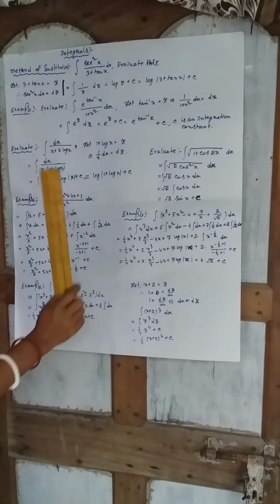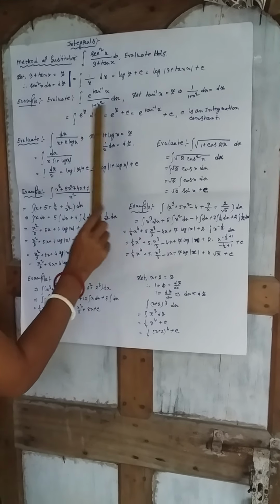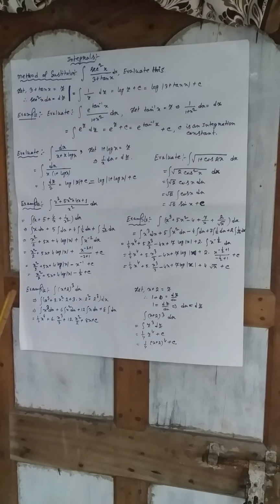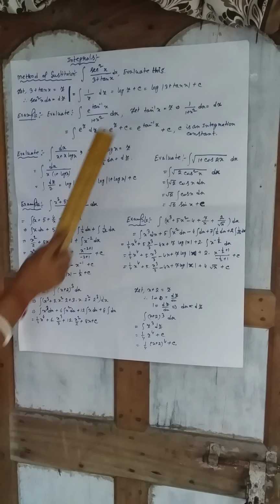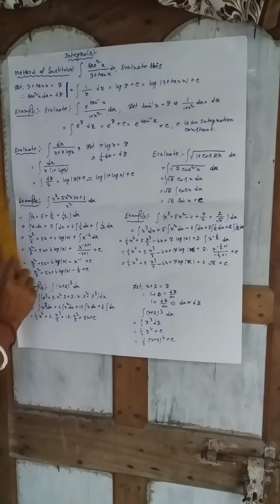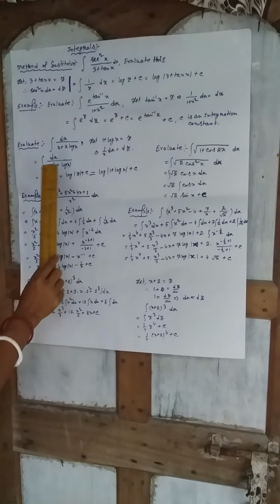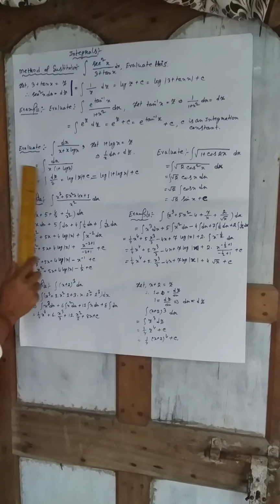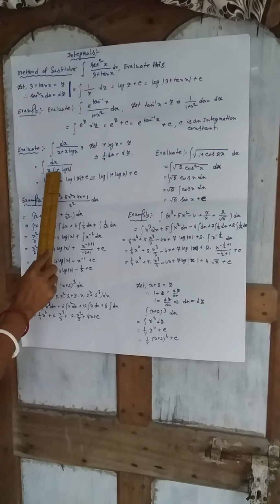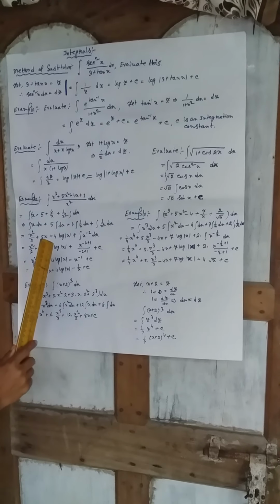Always write plus c because c is an integration constant. Then put the value of z, that is e to the power tan inverse x plus c. This is the result. Now the next example is integration of dx by x plus x log x. Now take x common, that is x times 1 plus log x. Now put 1 plus log x equal to z, that is 1 by x dx equal to dz.